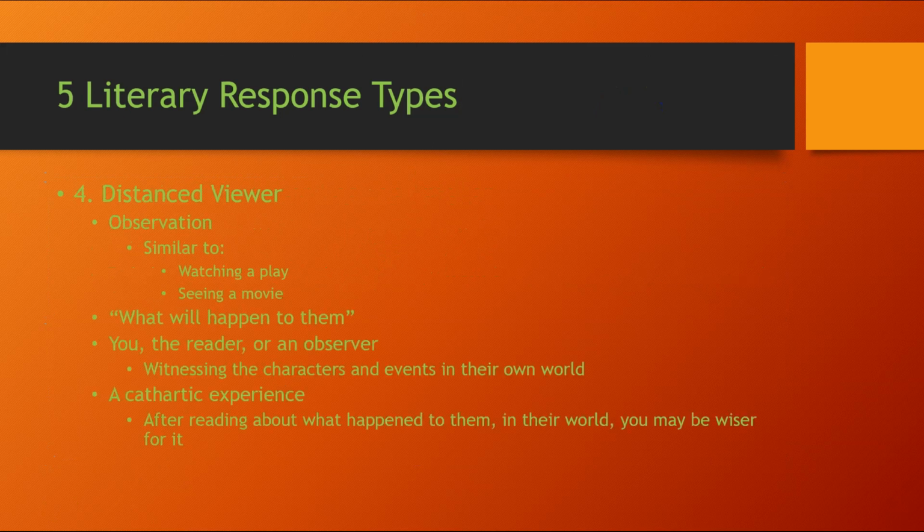Next, we have the 5 literary response types. Number 4, distanced viewer. So what are the things that make up the distanced viewer? Well, it's really all about observation. Think of watching a play or watching a movie. You're thinking the thought, what will happen to them? You, the reader, are an observer. You're witnessing the characters in their world. You're witnessing the events in that world.